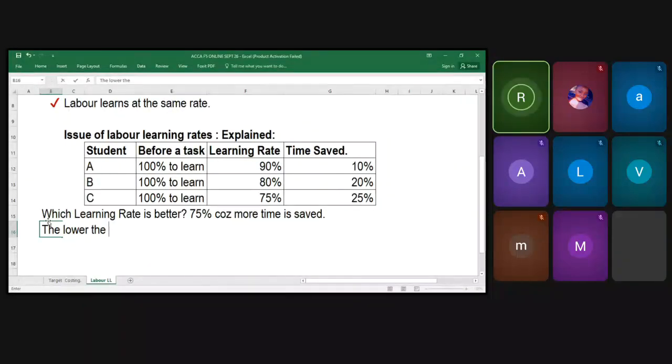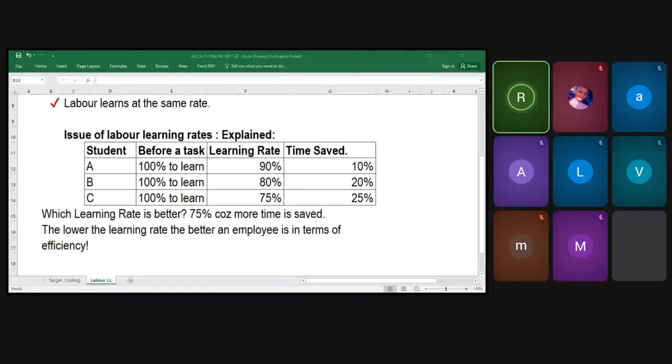the learning rate, the better an employee is in terms of what? In terms of efficiency. So a person with a lower learning rate is said to be more efficient. Why? Because they are completing a task in less time than anticipated.